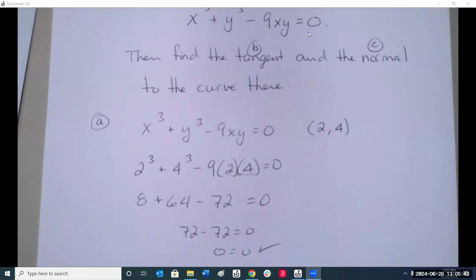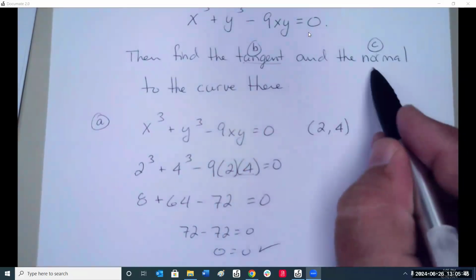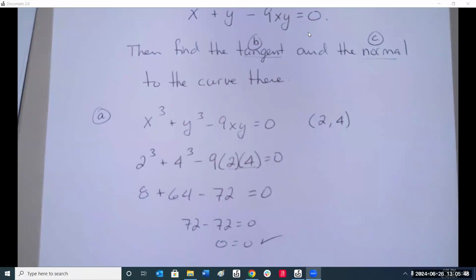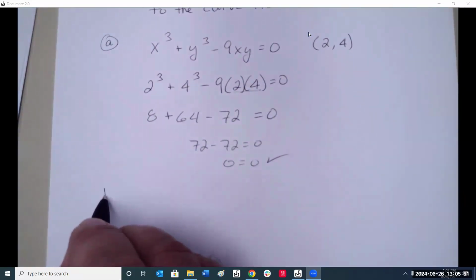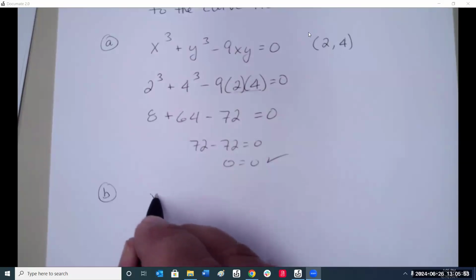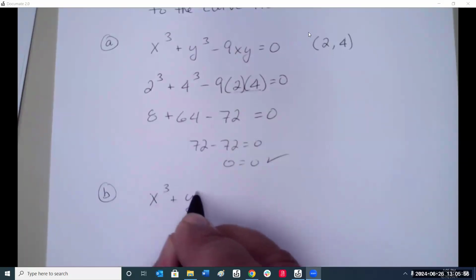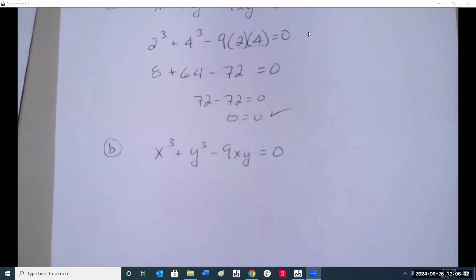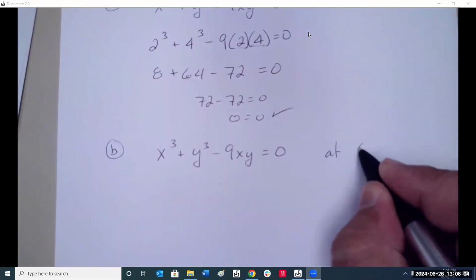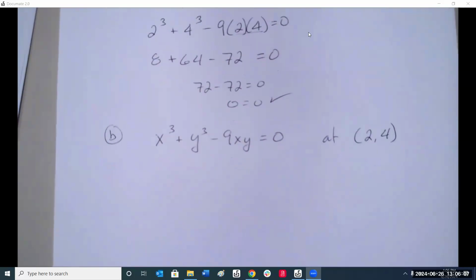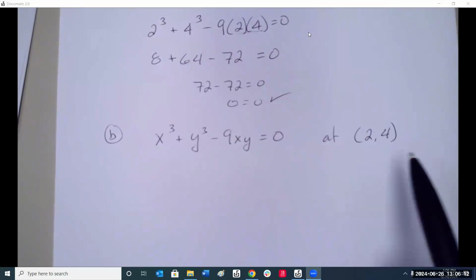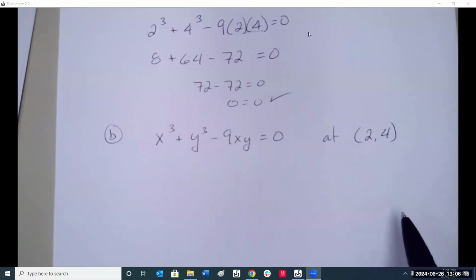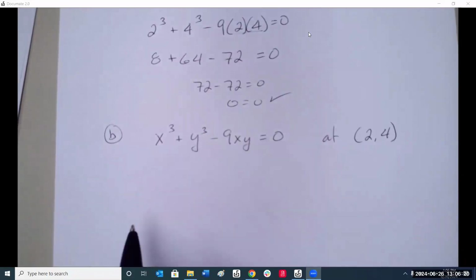So now we have to find the equation of the line tangent and the normal. I'll talk about what normal means in a second. So at 2, 4. To find the equation of a line, we need two things. We need a point and a slope. We have a point. Do we have a slope? No. How do we find the slope? Derivative. So take the derivative of this function.